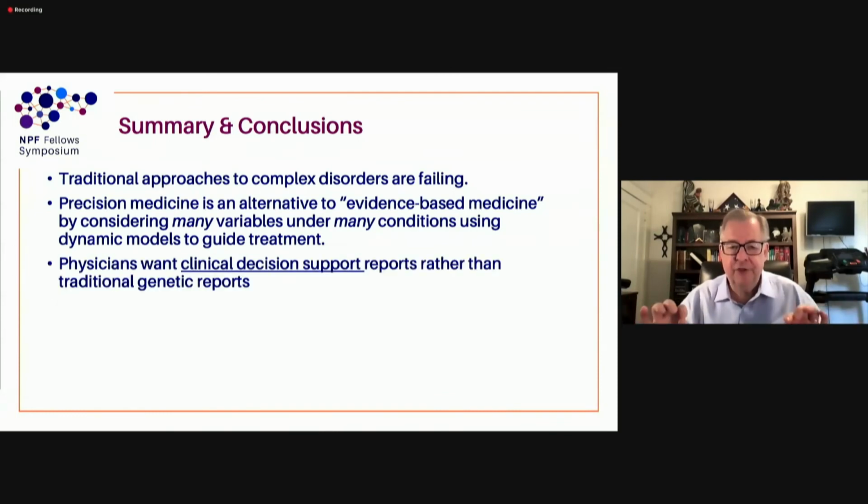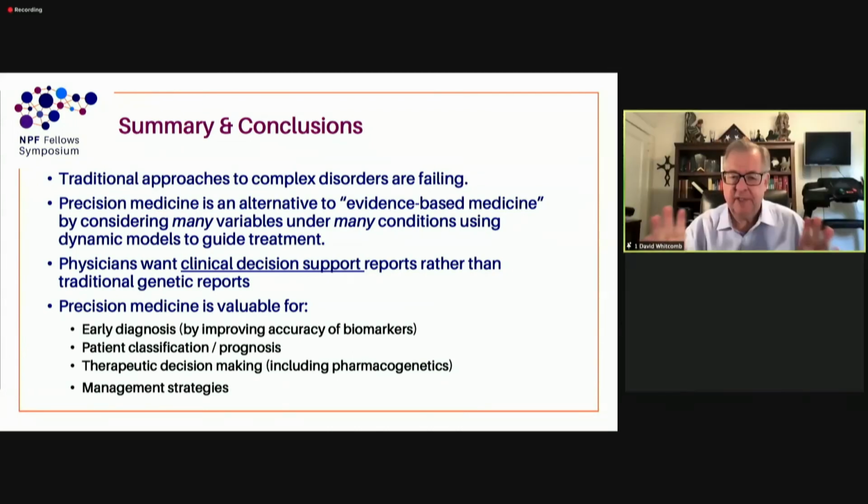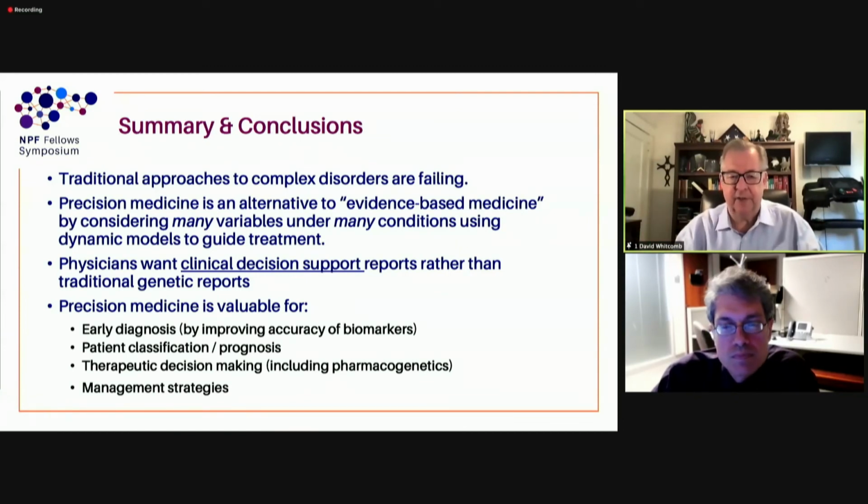Next. Physicians want clinical decision support reports rather than traditional genetic reports. And if this is put together, then precision medicine will be valuable for early diagnosis, for patient classification and prognosis, for therapeutic decision making, and for management strategies in order to help prevent the development of disease that nobody can cure. Thank you.